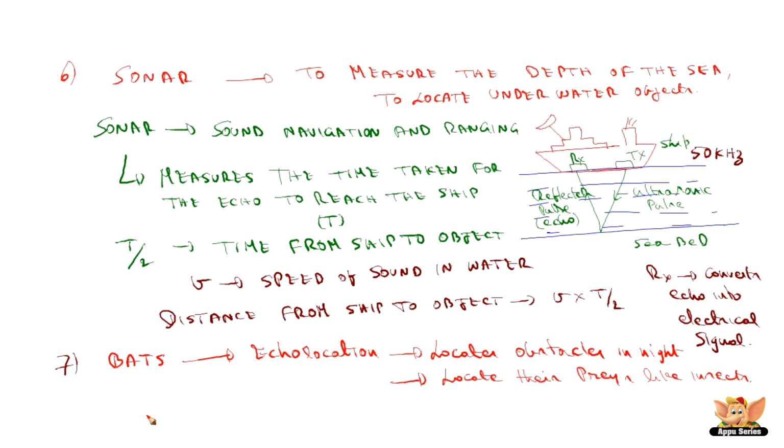Bats, and there are several animals like that. It's not just the bat. There are porpoises and dolphins, and many of these animals use echolocation in order to locate objects and obstacles at night and also identify the distance at which their prey are. So these are many applications of ultrasound.